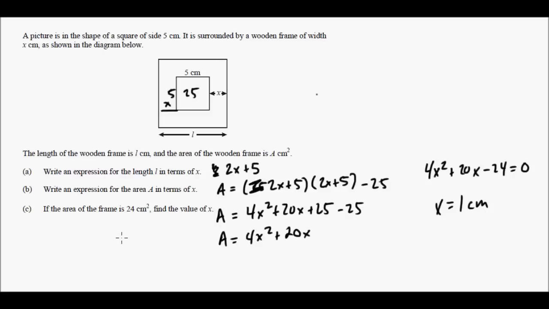Okay, and make sure you put your units there. Okay, and you know what? We are good to go. You know, I mean, you could check this if you wanted to. Like, if this is 2x plus 5, and this is 2x plus 5. Well, if you subbed in 1 for x, that'd be 7 times 7. So the area of the whole thing would be 49 minus 25. So that means the area of the frame is 24 centimeters squared. And is it 24 centimeters squared? It is. Boom. So we're done.